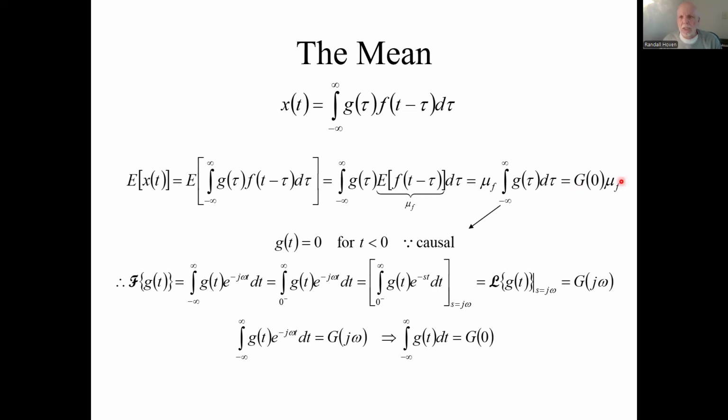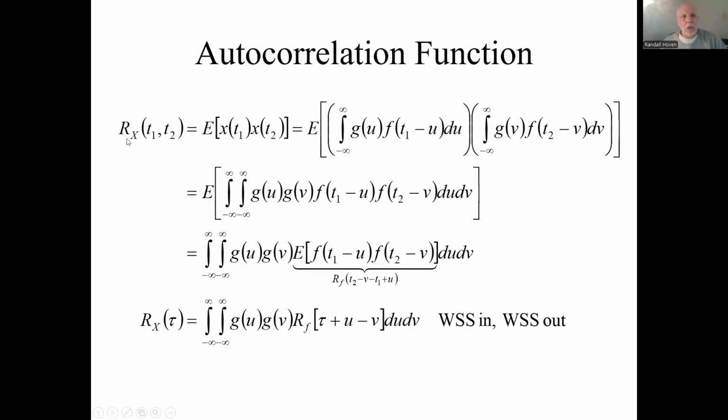Anyway, it's a nice, simple relationship for finding the output mean in steady state. What about the autocorrelation function? By definition, it's the expectation of the product of two random processes. Here are those functional relationships again.